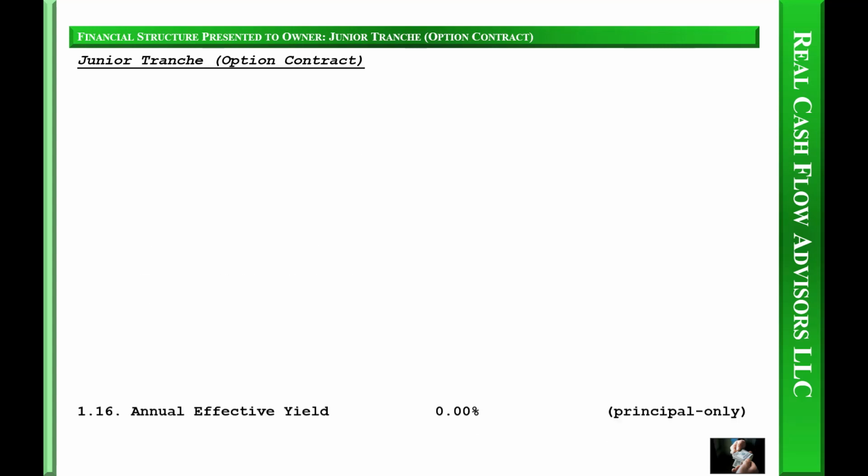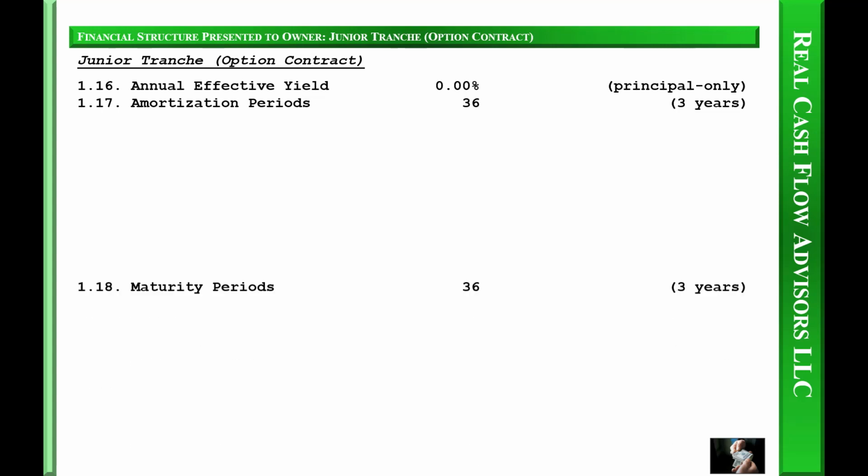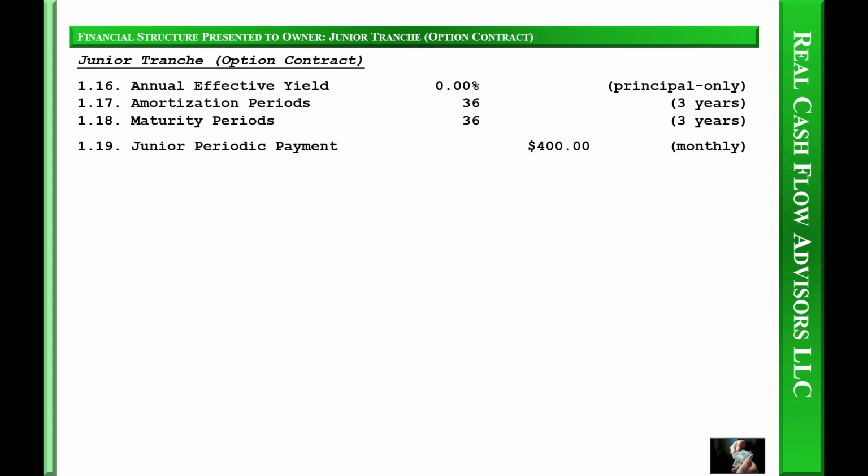The junior tranche is the option contract. This is a principal-only tranche. Annual effective yield, 0%, principal only. Amortization periods, 36. That's 3 years. Maturity periods in 3 years. Junior periodic payment, $400 per month. Annual payment, $4,800 per year.